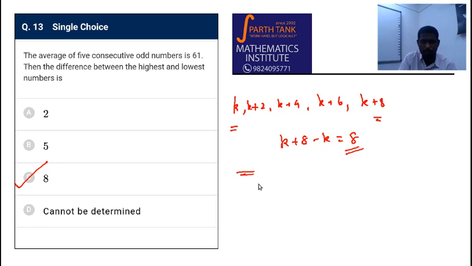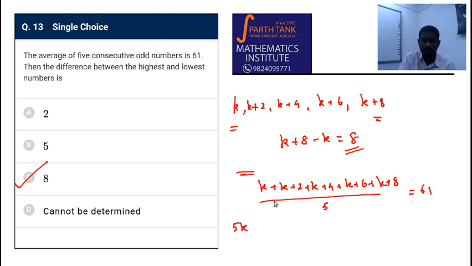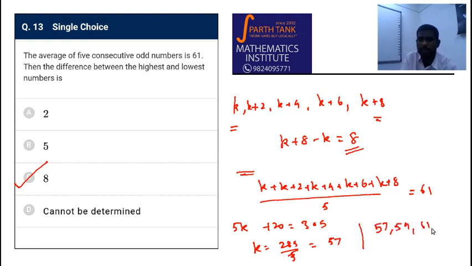Of course, if they ask you to evaluate the 5 numbers, then what you obviously do is use this idea. Average is 61, so k plus k plus 2 plus k plus 4 plus k plus 6 plus k plus 8 upon 5 is 61, or 5k plus 20 is 305. So k is equal to 285 by 5, nothing but 57. So the odd numbers are 57, 59, 61, 63, 65. Right? So the difference is again 8.